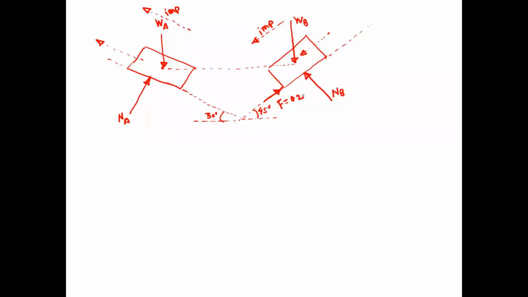So it is 0.2 into normal reaction NB. Friction force for the block A is in the downward direction. So this is 0.2 into normal reaction NA. Then these two blocks are connected by the rod. So there will be a common force. So this is the force in the rod. So it is FAB. It is the same force for the block B. This is FAB. Okay.